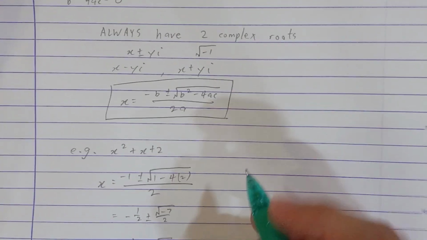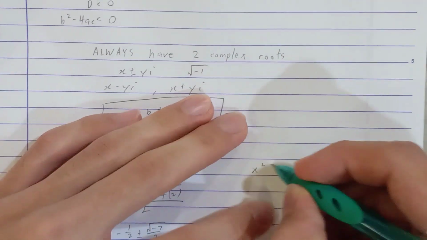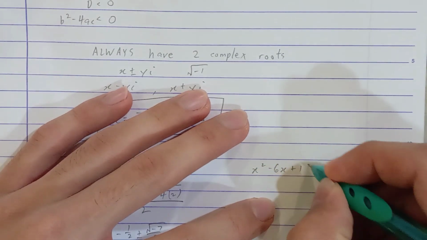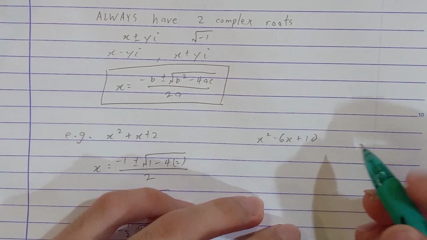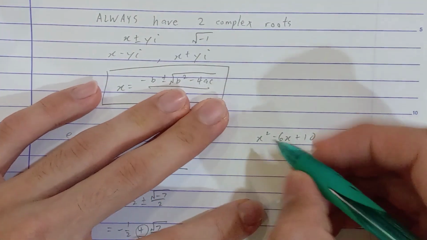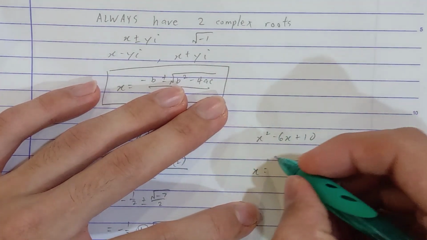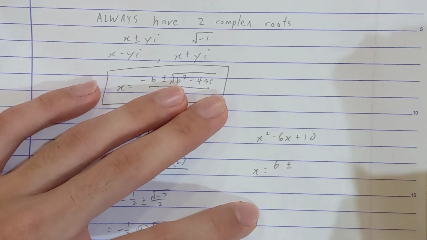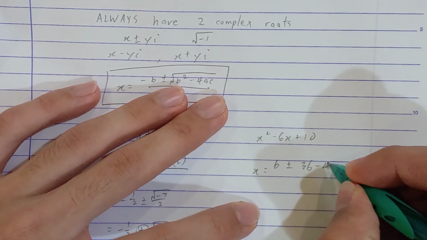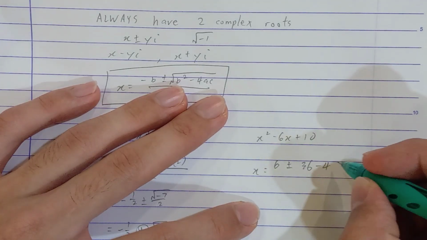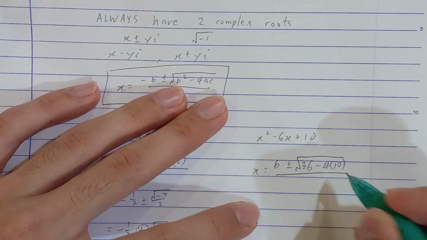And let me show you one more. Take x squared minus 6x plus 10. And as just now, you can try to solve it or follow along as I solve it. So x equals negative b, which is a positive 6, plus minus the square root of b squared, which is 36, minus 4, a is 1, so I'm not going to write that, and c is 10, divided by 2a.